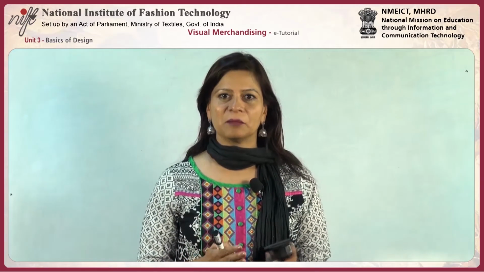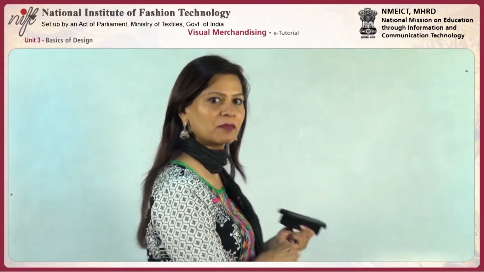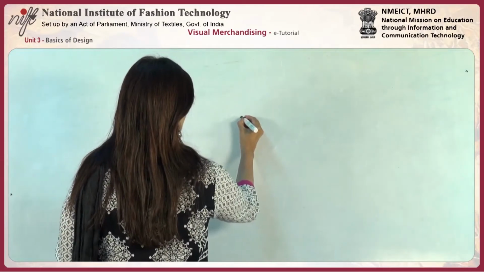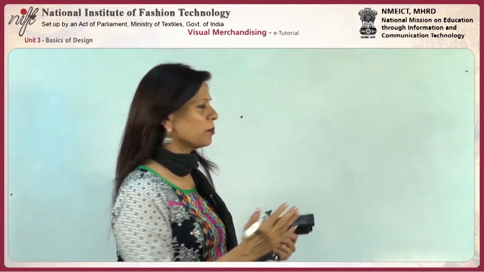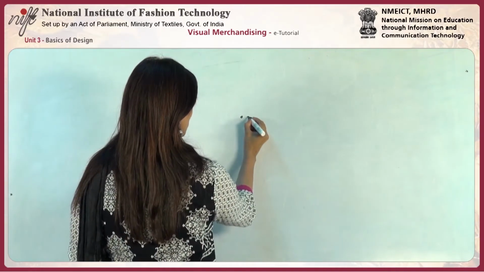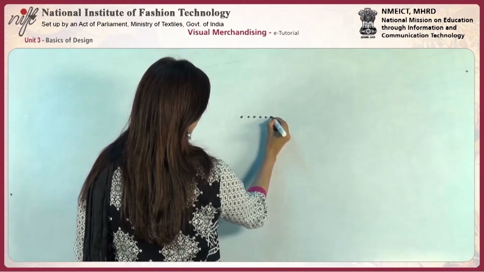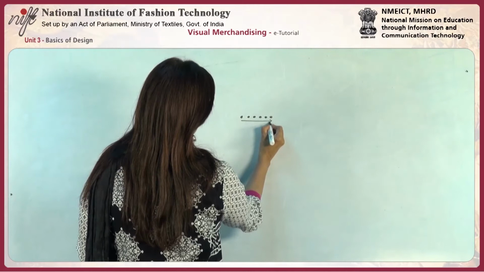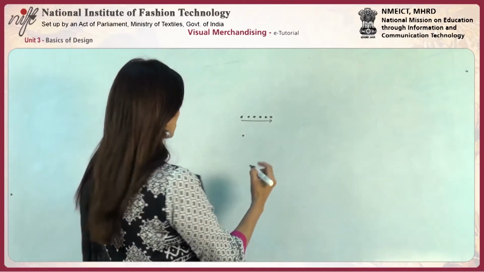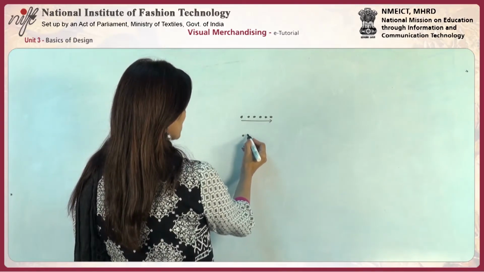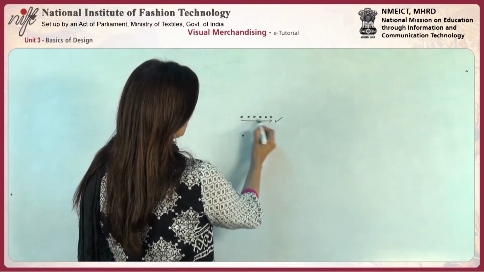Let us begin by understanding the role of point in design. A series of points make a line. So, this is a point. A point is the first element. It has no dimensions. Line is the second element. It has one dimension.